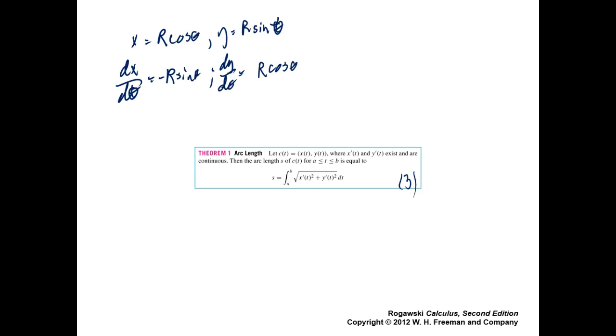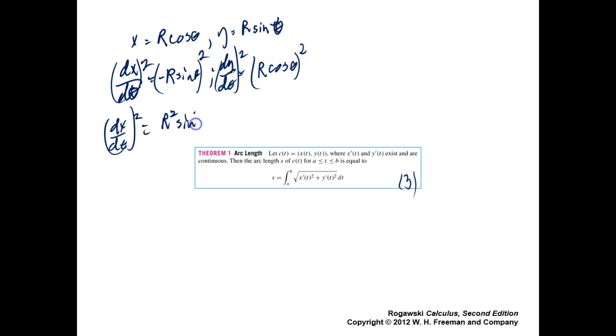Now, in the form down here, you're squaring those. So let's take this thing and square it, this thing and square it, that thing and square it. Okay? So your dx d theta squared is going to be positive r squared sine squared theta.